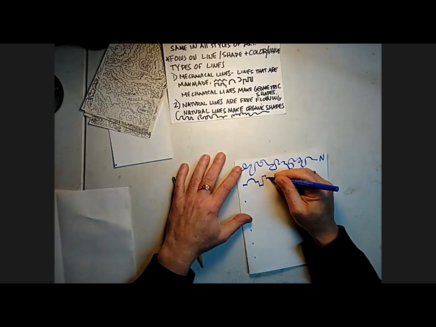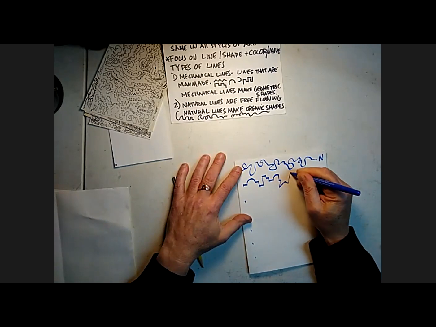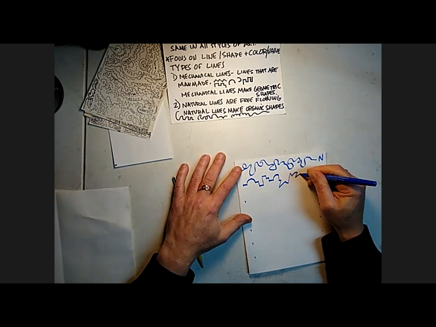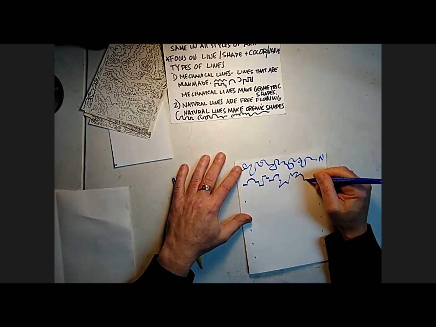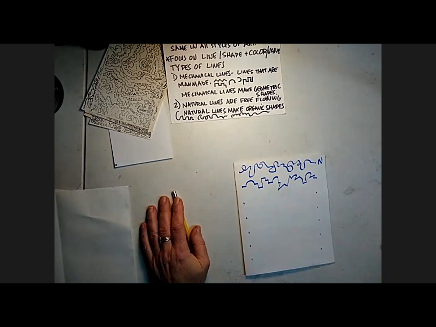are there any straight or perfectly round lines in nature? I struggle to have them think of one. Can anybody think of a perfectly straight or perfectly round line in nature? Does anybody have any ideas of what might be perfectly straight or round in nature? No.